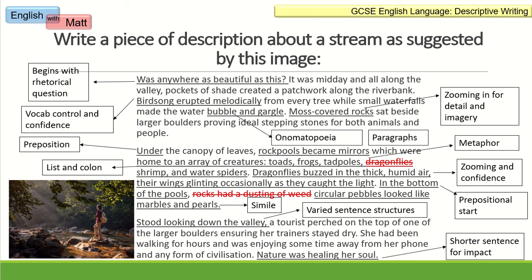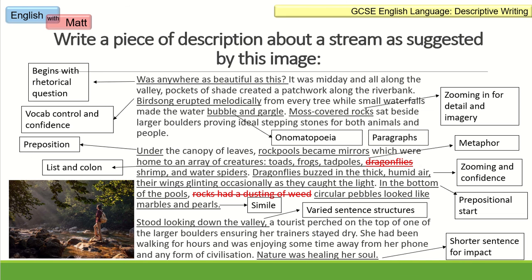The second paragraph begins with the preposition under, which makes the paragraphs flow seamlessly together and coherently. And there's also some lovely devices like the metaphor, the simile, and so on. So again, a nice piece of descriptive writing. The student would just have to write maybe 2, possibly 3 more paragraphs in order to finish that and get some more marks perhaps. But again, a really good start there.